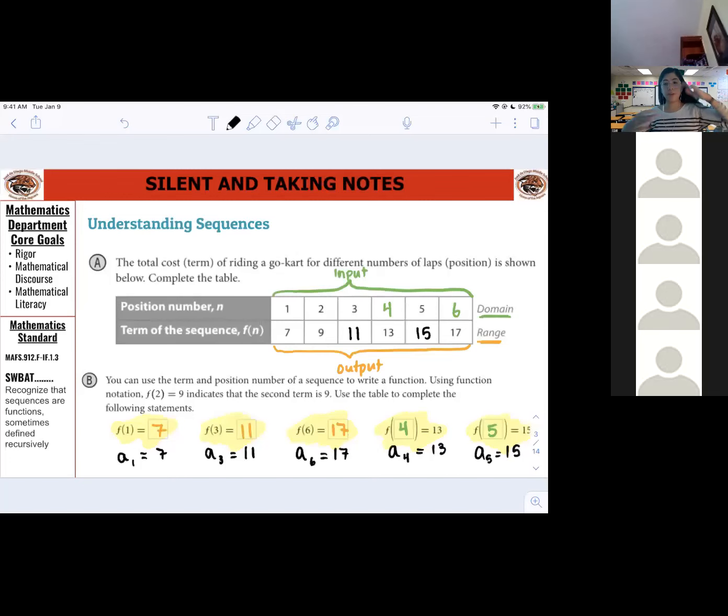So again, we're going to see a couple of problems at the end of today's lesson that use this type of notation instead. And I don't want you guys to get tripped up by it because it's literally just a different way of writing the same exact thing. So any questions, comments, concerns? All right, cool.